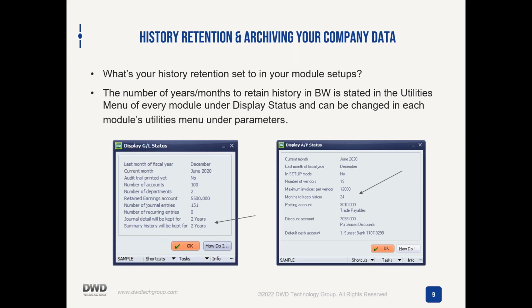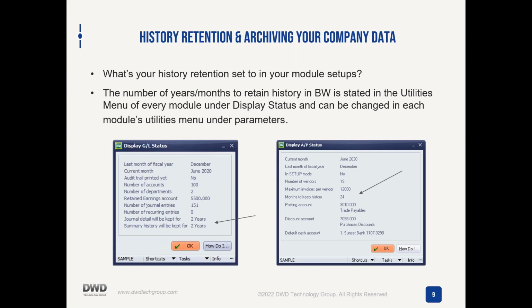So on a module by module basis, and you'll notice on my slide here, I show you the general ledger status and the accounts payable status. We've got settings for how long we are keeping our detail. And in the GL, my test company actually holds the details for up to 2 years. And the 2 years is based on the current month of the software. So in my GL example, I'm actually in June of 2020. So that means my details and my summary histories are available for 2 years prior to that point.